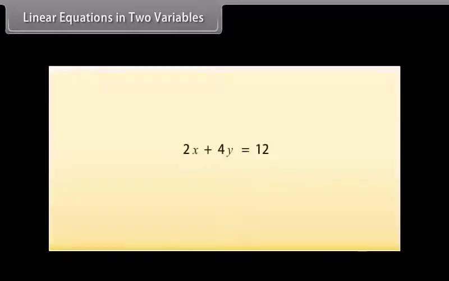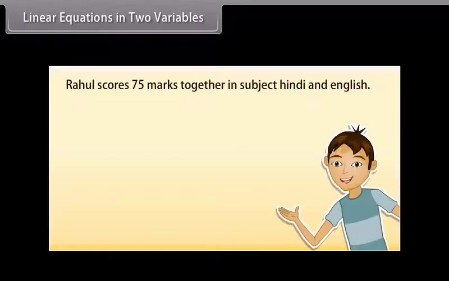Linear equations in two variables. A linear equation can have more than one variable. Here we'll study the linear equations in two variables. Let's take an example. Rahul scores 75 marks together in the subjects Hindi and English. Now, how can we express this information in the form of an equation?